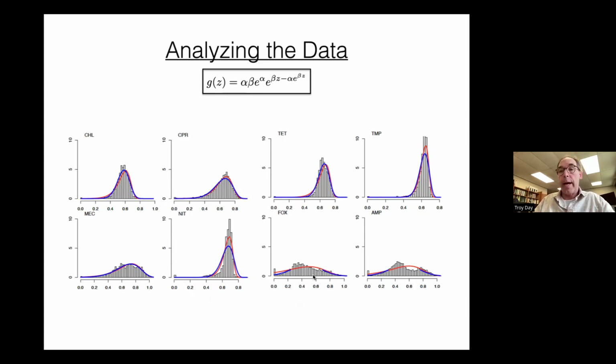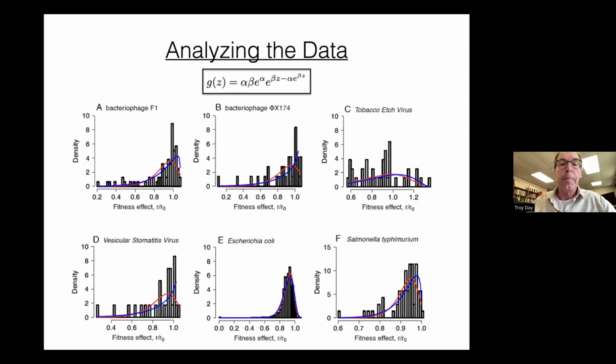It's a completely randomly chosen genotype fitness map, except for an enforcement of what the mean of this distribution is. Here's some other data I haven't shown you. This is just different organisms now: bacteriophage, tobacco virus, VSV, and some more E. coli and salmonella. And again, the same thing. The blue is the approximation from the Fisher model, and the red is this Gompertz model again.